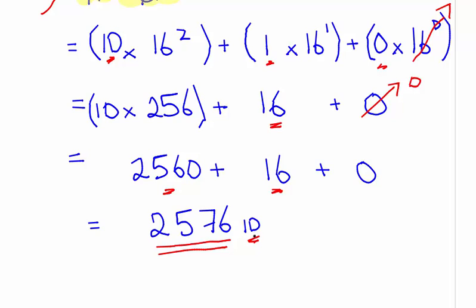It's a good idea to put in 10 there as a subscript just to identify it as a decimal number, because we are dealing with hexadecimal numbers also, and 2576 is a plausible hexadecimal number, which would be completely different.